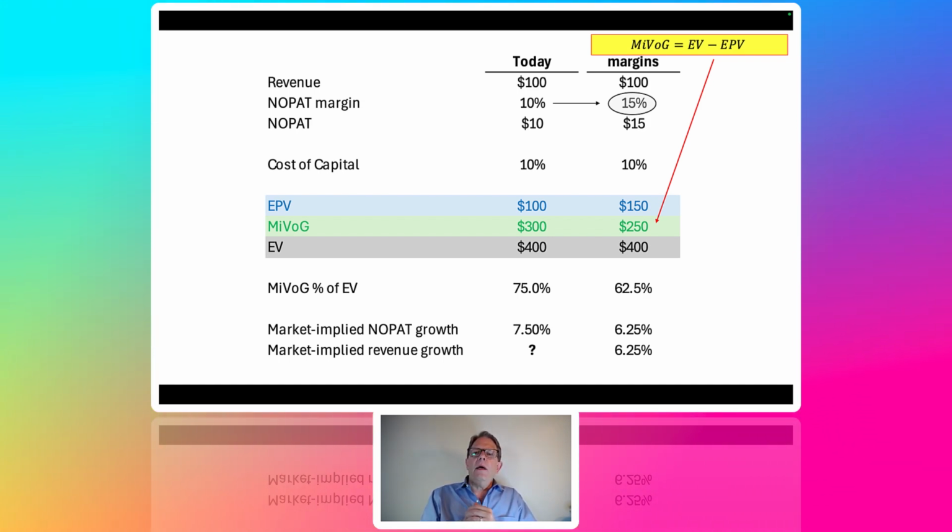Now, we can look at the business and say it has a 15% NOPAT margin. That's steady state. Now, when we calculate the market-implied value of NOPAT growth, we can calculate the market-implied value of revenue growth because it's going to be exactly the same as the NOPAT growth. So what I'm trying to capture is the market-implied value of revenue growth after the margin expansion, and that's what we've calculated.